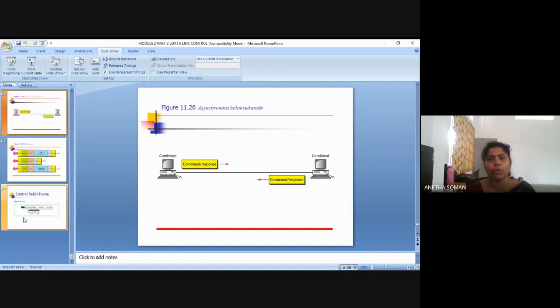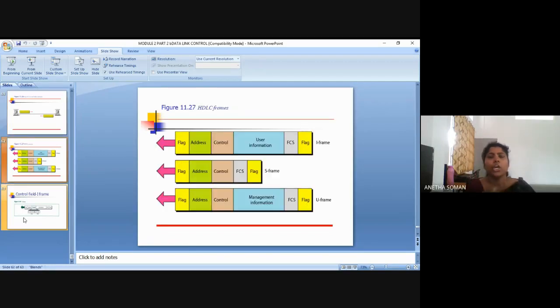Okay, understood? So I have told you the different station types, the configurations and the modes of communication in an HDLC protocol. Now the next one: you can have three different types of frames in an HDLC protocol. The first one is called the I frame or the information frame. The second one is the S frame or the supervisory frame. And the third one is called the unnumbered frame or the U frame. Usually this frame format of HDLC will be asked in the exam, so you have to just remember it.